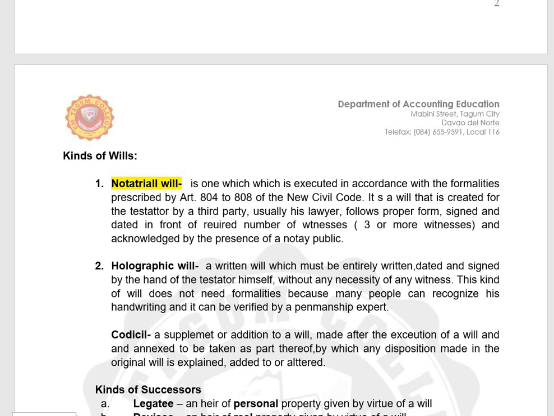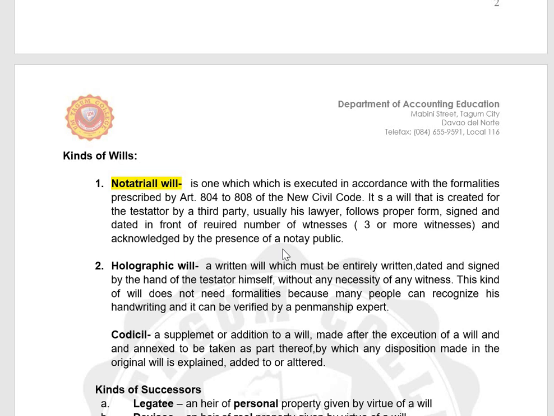Okay, so we have a notarial will, no? It is one executed in accordance with the formalities prescribed in Article 804 to Article 808 of the New Civil Code. So it is a will that is created for the testator by a third party, usually his lawyer, follows proper form, signed and dated in front of the required number of witnesses, so 3 or more witnesses, and acknowledged by the presence of a notary public. So in summary, it is a notarized will signed by the decedent and the witnesses.